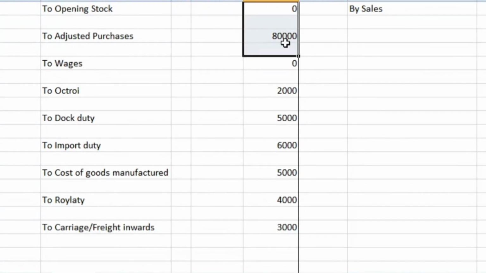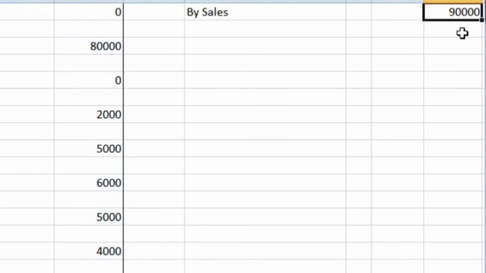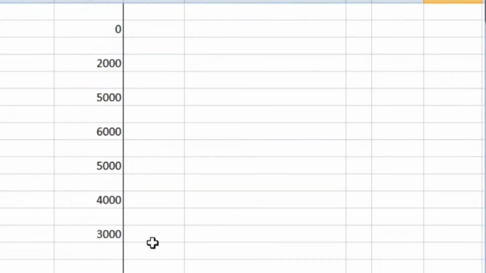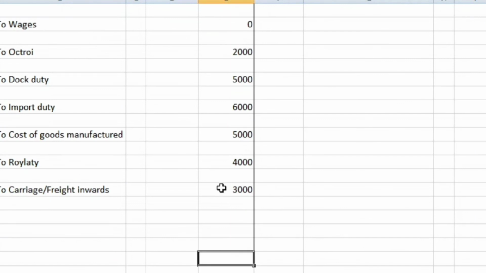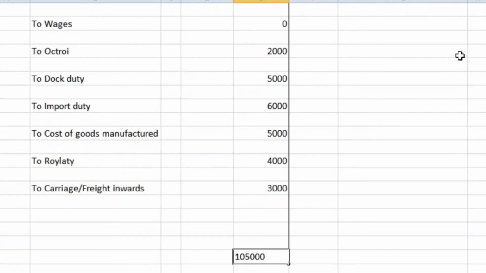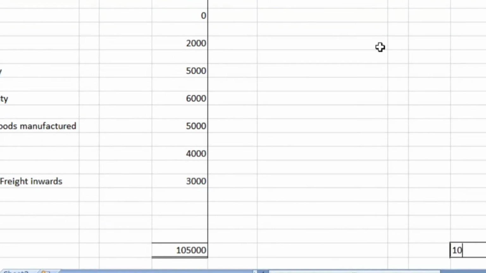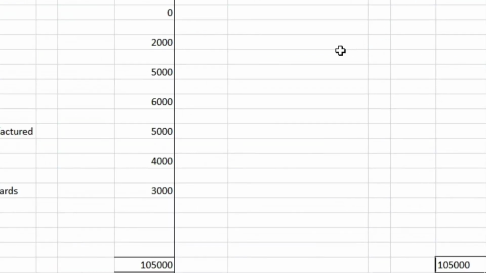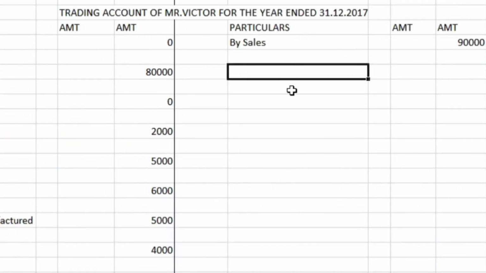Now you must get the debit side total. If you add it up, you'll get 1,05,000. On the credit side, it's only one item over there, which is 90,000. So which will come on the grand total here? Put 1,05,000 in the grand total on both the sides. Now which side is the least? Is it the debit or the credit? Credit side is the least. So come to the credit side. You have only sales over there, which is 90,000.